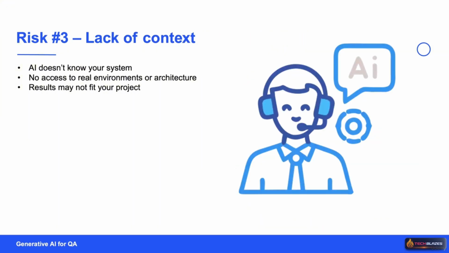Another limitation that can easily turn into a risk is lack of context. AI doesn't understand your internal setup. It doesn't see your database, architecture, or environment. So if you ask it to generate test cases, they might look correct in theory but not match your real system. That's why AI suggestions often need to be adapted to your project's reality. You bring the context, AI just brings the structure.